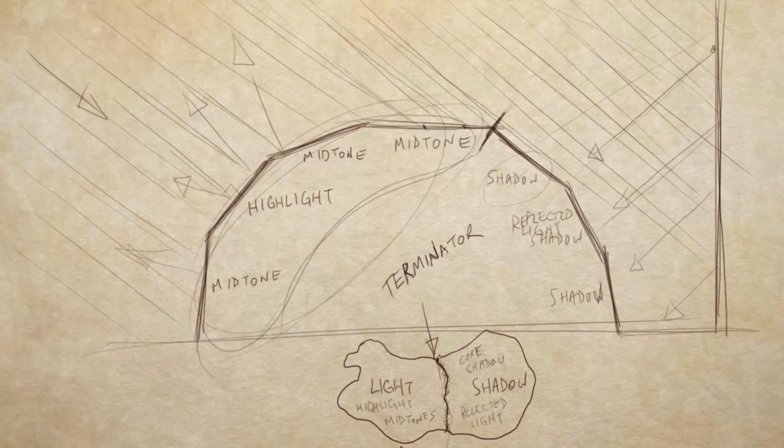And it's very important because it separates the light and the shadow countries. And it's moving a little bit ahead, but what happens on the Terminator is the core shadow tends to be really close to the Terminator, and then on the midtone side, the most saturated part tends to be right beside the Terminator. So it's a very important area.